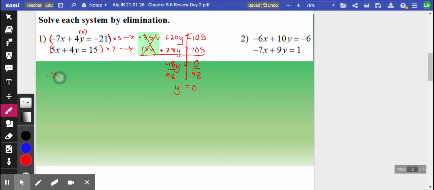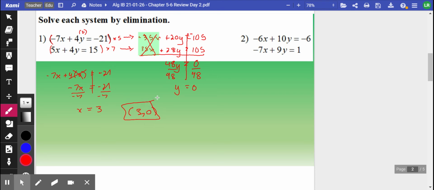So I have -7x plus 4 times 0 equals -21. Well, 4 times 0 is 0. So I end up with -7x equals -21. Divide by -7, and x equals 3. So my first one, I have 3, 0.